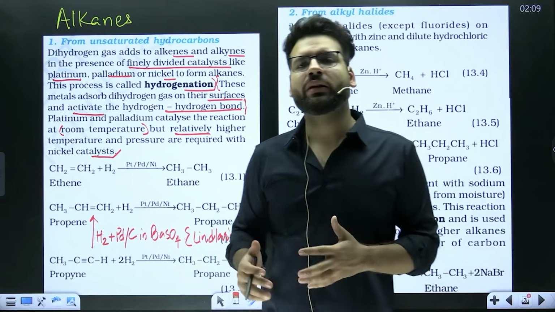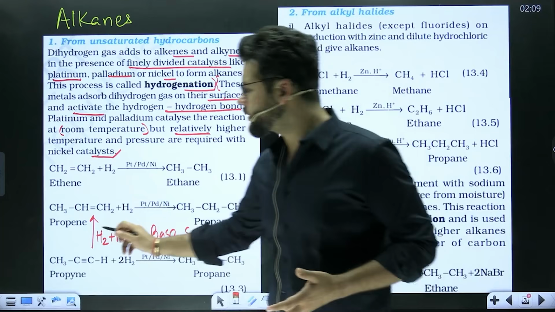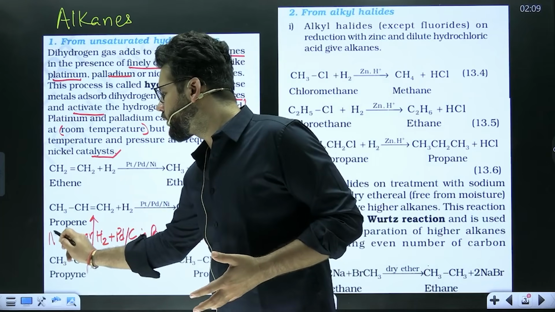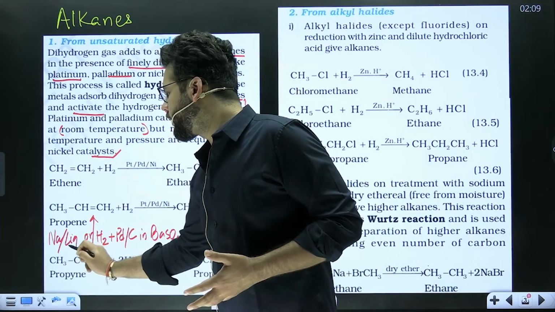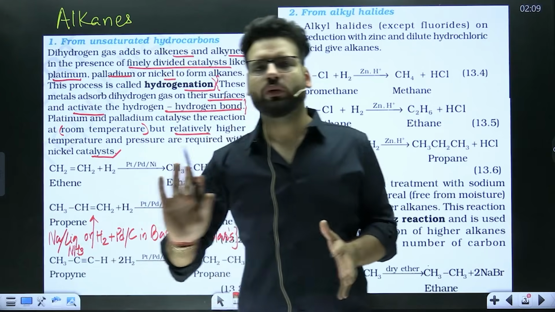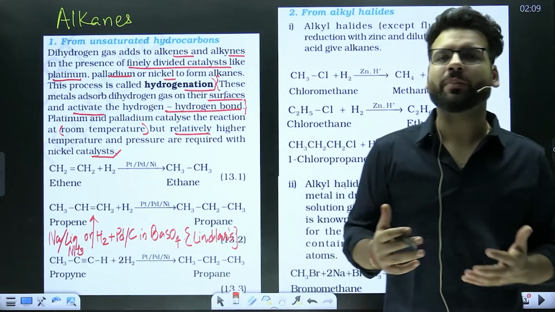There is another method which is Birch reduction, where you can use sodium in the presence of liquid ammonia. Sodium/liquid ammonia, all of you know this reaction as well, right? So this will become a preparation of alkene from alkyne.